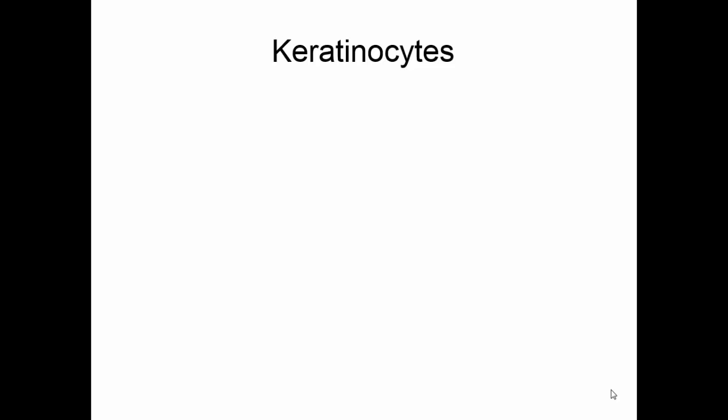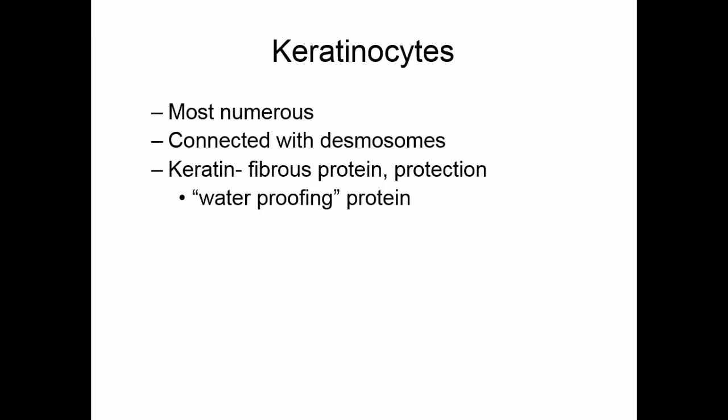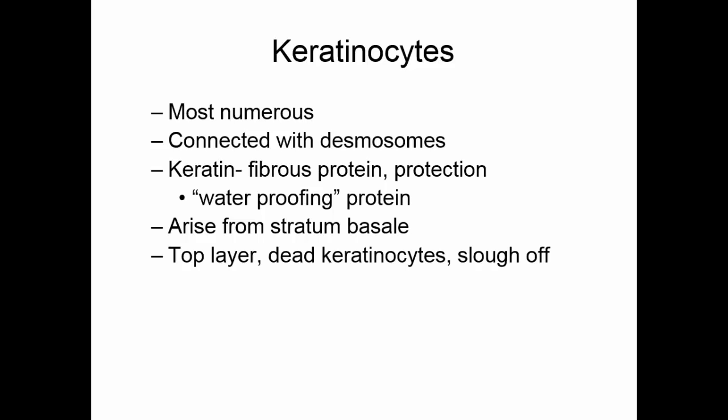The keratinocytes are the most numerous. They're connected to each other with desmosomes. Keratin is a fibrous protein that provides protection to the cells. It's our waterproofing protein. This helps keep water out of us, but it also helps keep us from evaporating. The keratinocytes arise from the innermost layer of the epidermis, the stratum basale. By the time they've hit the top layer, they are dead. They very easily shed. They slough off easily. We basically have a new skin every 25 to 45 days.